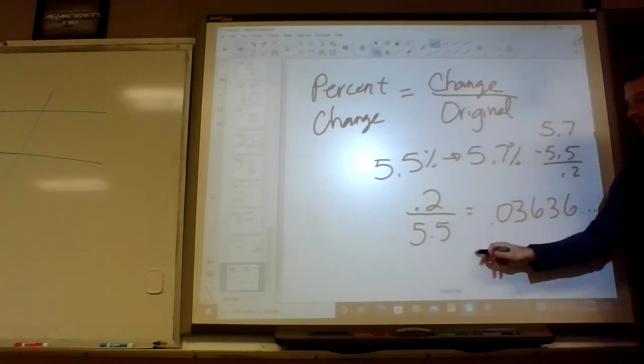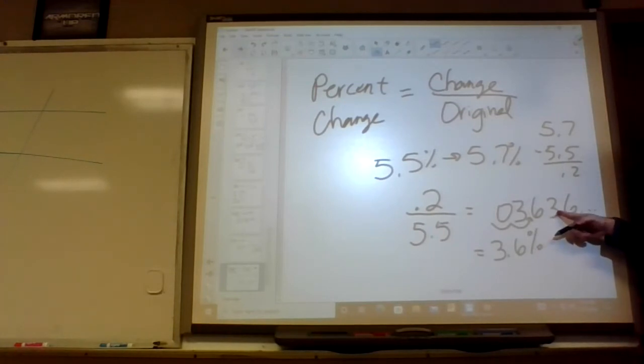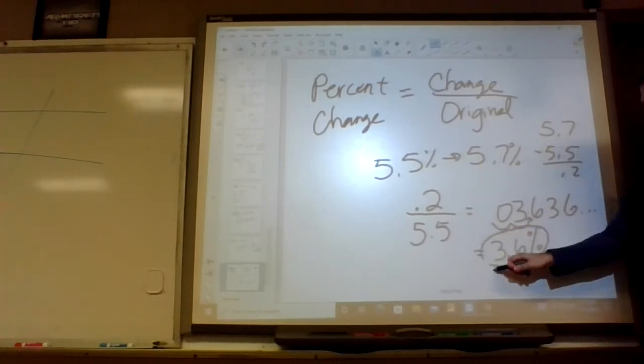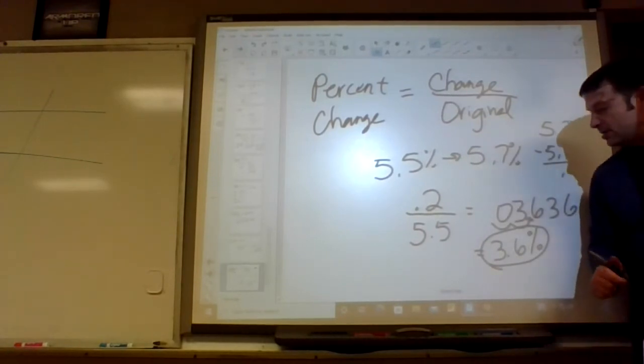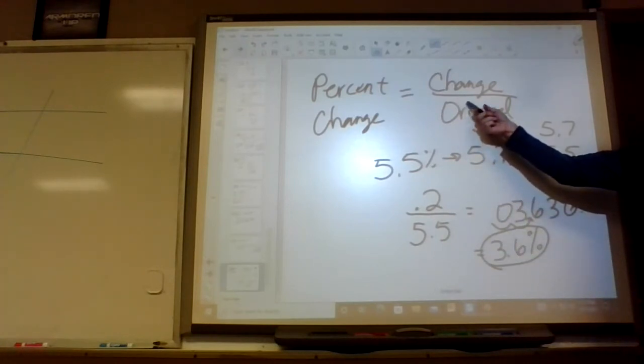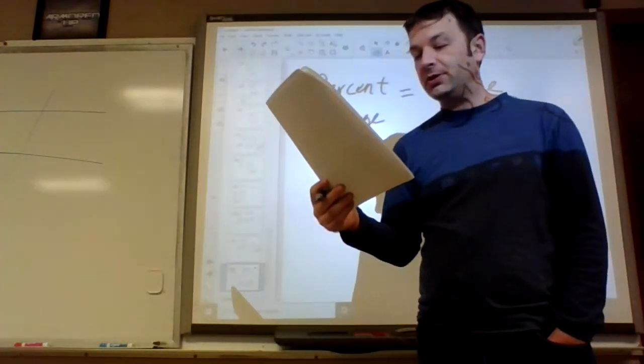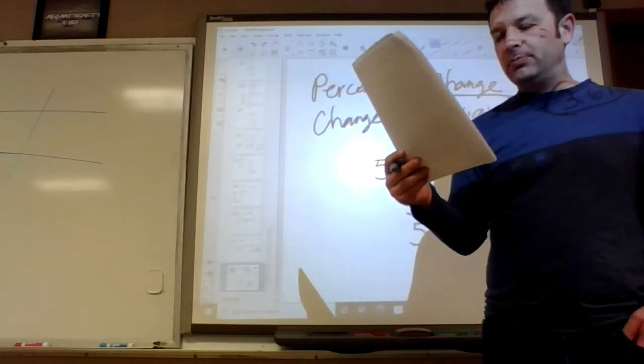Okay. But we want percent change. So how do I change this to a percent? Move the decimal twice, and then we get 3.6. Okay, if this was a 6 right here, or something like 7, this would have rounded up to 3.7. But it's not, so it's closer to 3.6% than 3.7. Okay, this is an important formula. You'll probably need it for like 2 questions on the test, which would be a lot for just one concept.